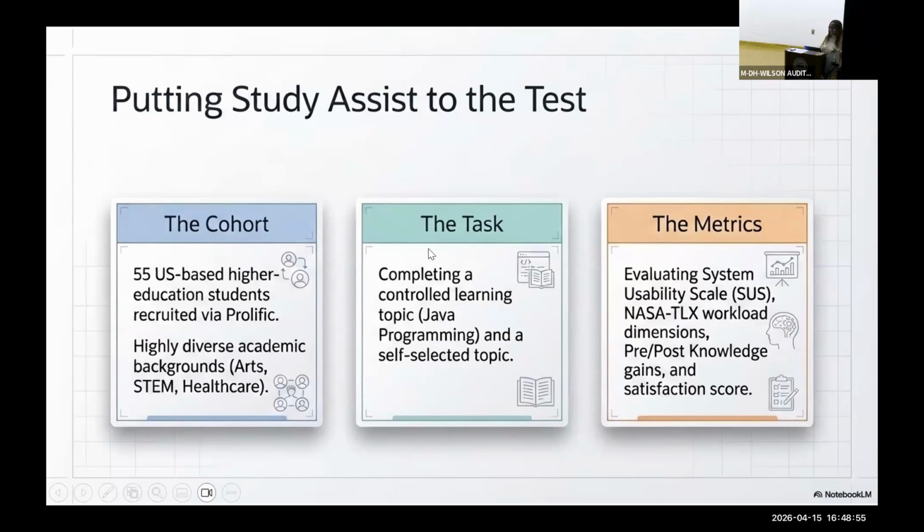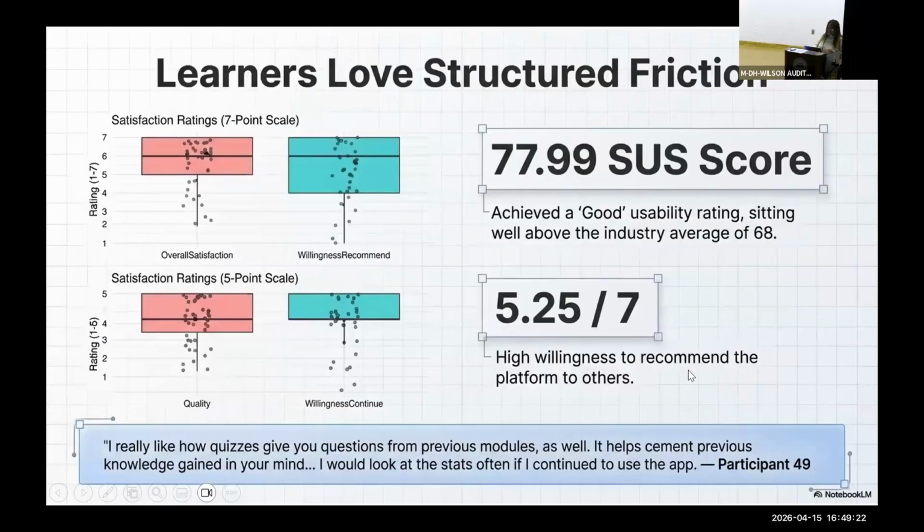We gave them access to the system and told them to complete two topics: Java programming, and also a topic they were interested in. We evaluated them using the SUS, the System Usability Scale, NASA TLX workload, pre-post knowledge gains, and a satisfaction scale also. I'm in HCI, so that's why it was important to also test this with people.